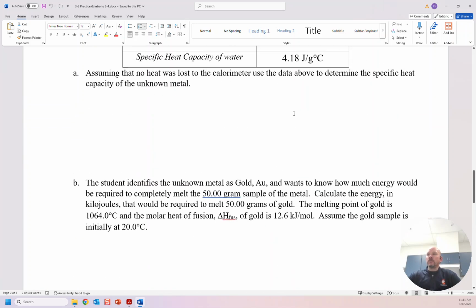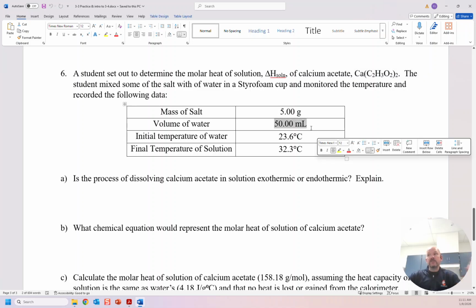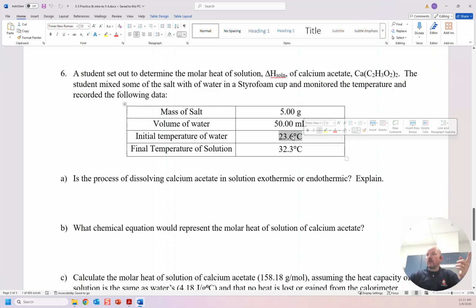So the first thing we want to do is look at the data. And so they took 5 grams of the salt and they added it to 50 milliliters. But remember, 50 milliliters of water is 50 grams of water. They added 5 grams of the salt to 50 milliliters of water, let all the salt dissolve, and they monitored the temperature of the solution as the salt dissolved, okay? And notice what happened. The water before the salt was added was 23.6, and the highest temperature reached as the salt dissolved was 32.3. So that tells me right away the temperature went up.